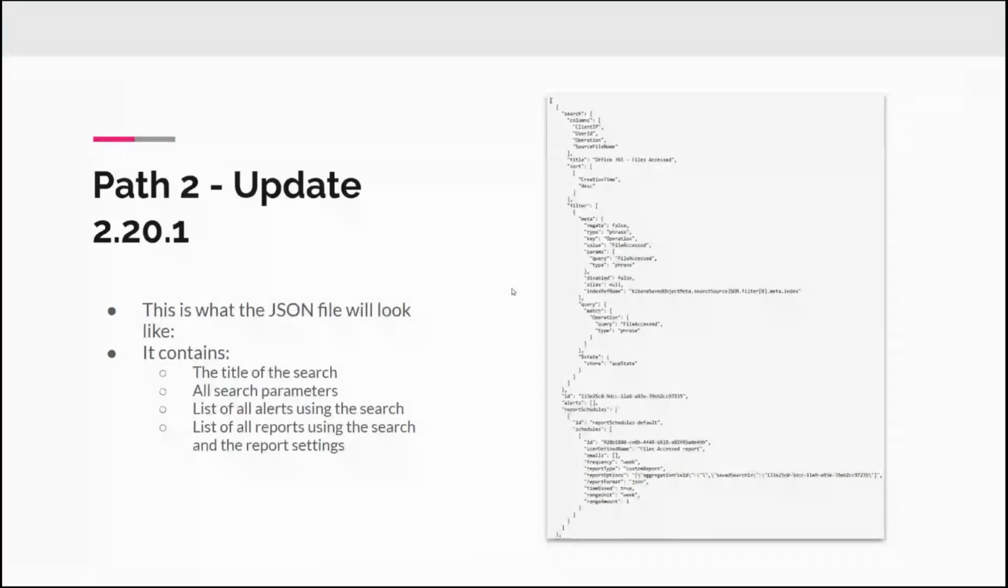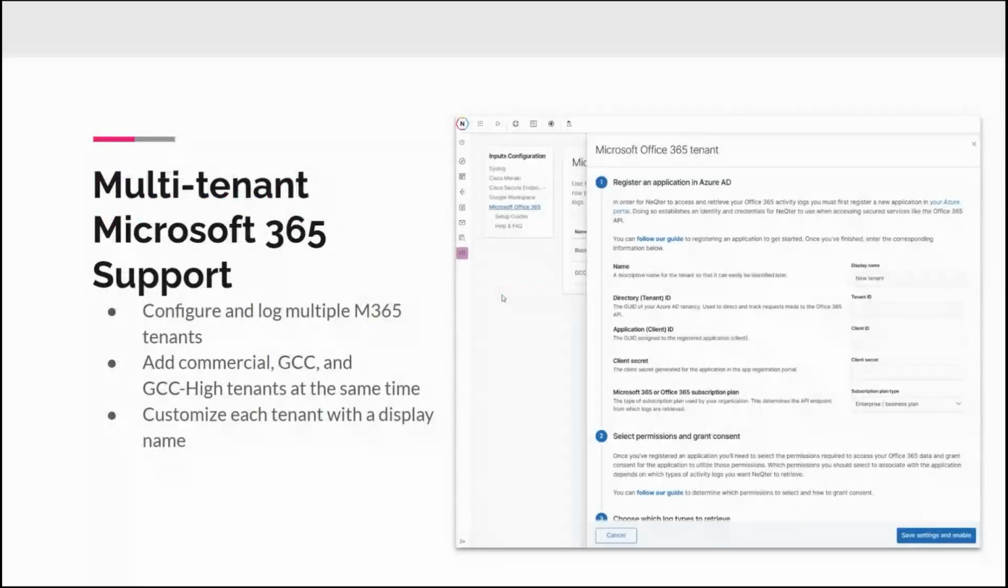So that's what's going to happen if you fall into this path 2. If you're using Google or you're not using 365, or if you're using 365 and you haven't created any custom things, just jump right to 2.2.1. So for 2.2.1, there are so many things to cover, including, of course, the 365 enhancement.